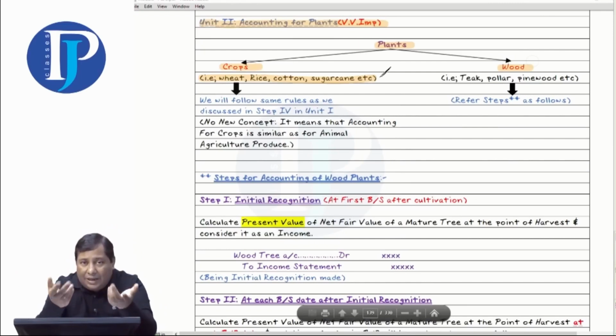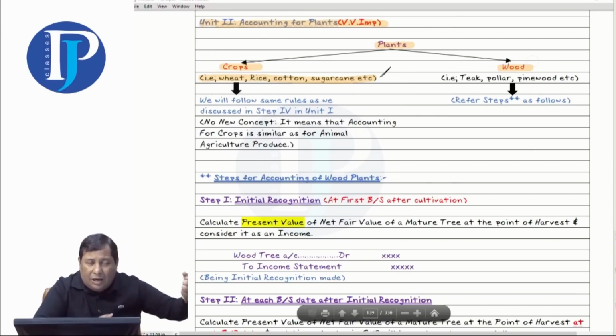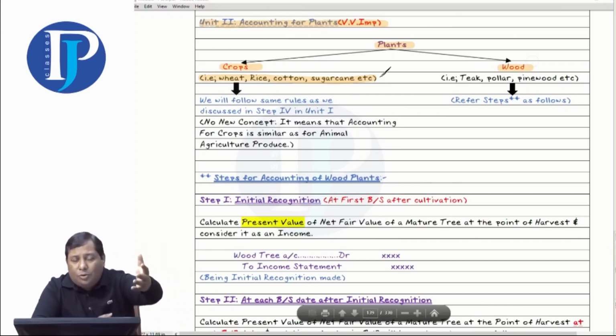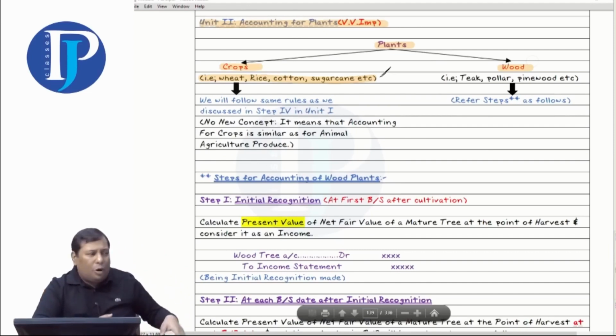The accounting for the animals was heavier. We bring the animals, then breed them and get some calves. Then its balance sheet is valued. There is no problem with crops. Crops are just sown, that's it.